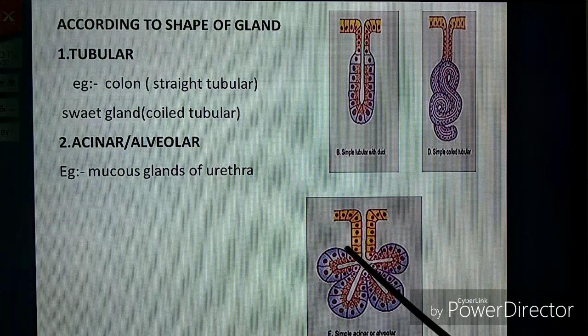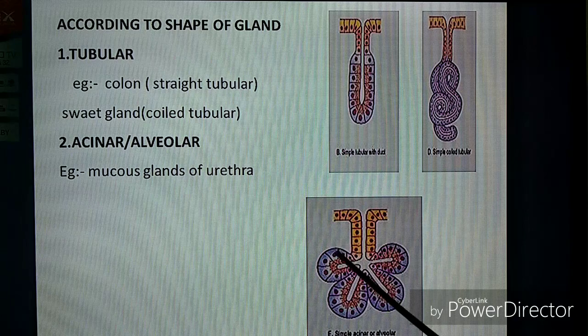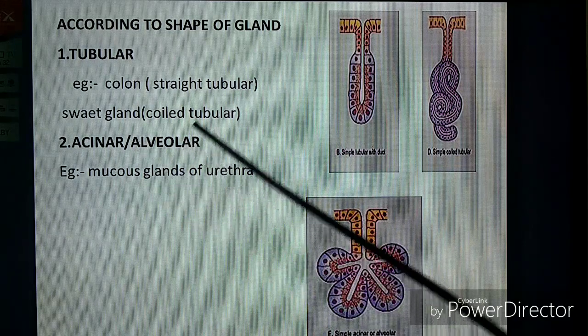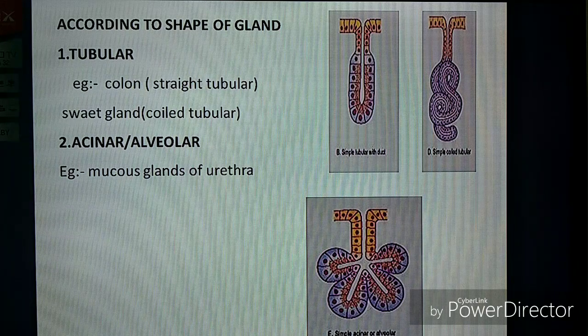Second, the secretory portion or the glandular tissue is alveolar shaped or flask shaped. These glands are called acinar or alveolar glands. The best example is the mucus glands of the urethra.